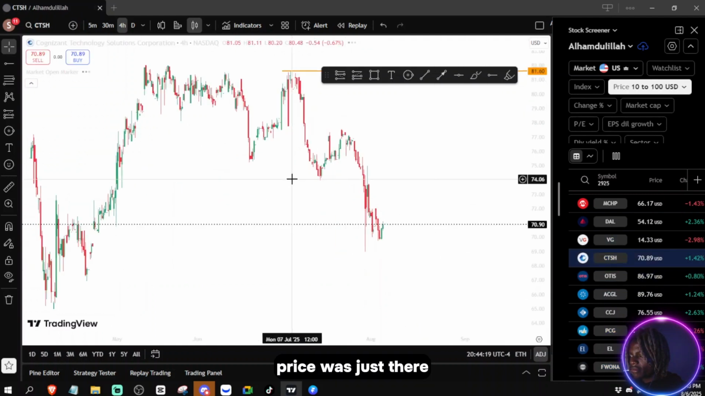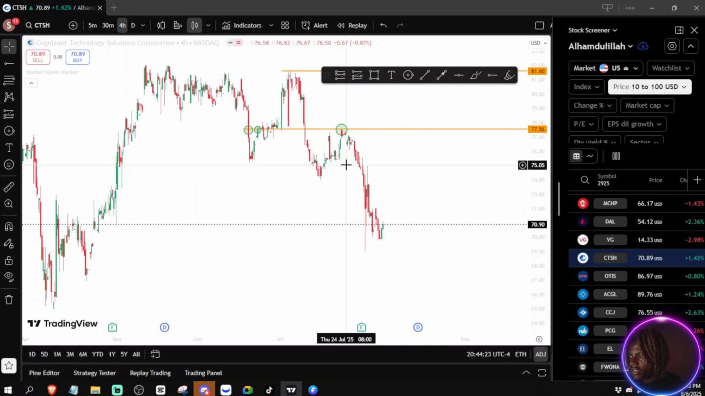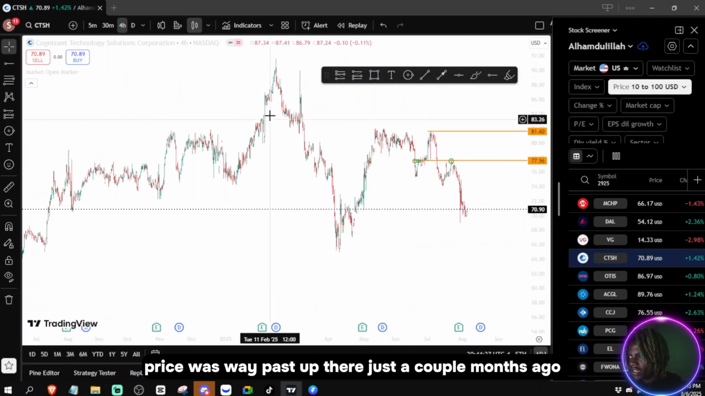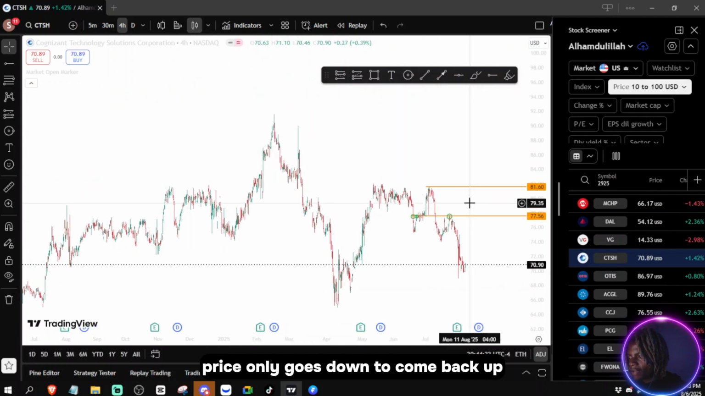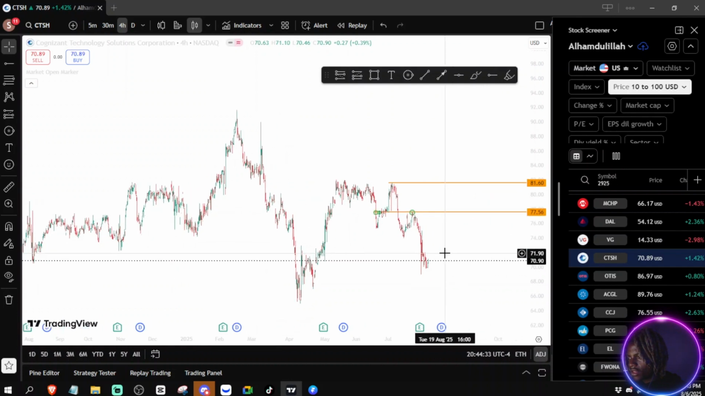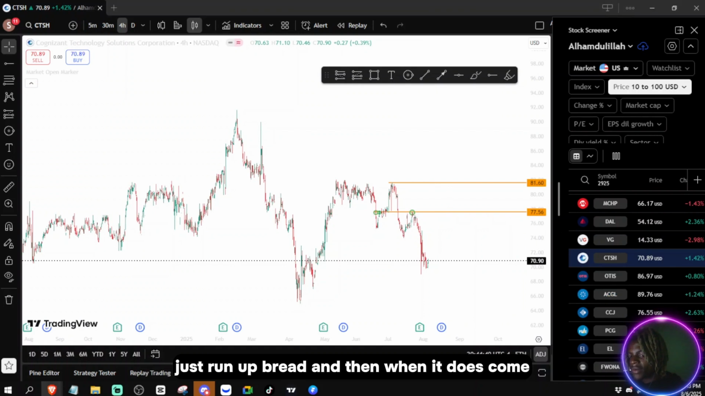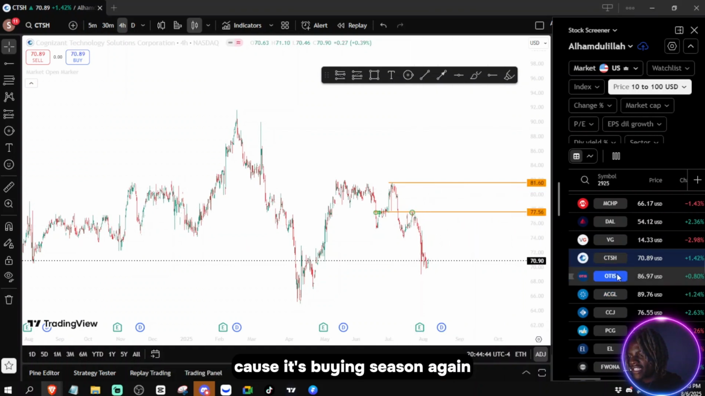Price was just there like last week, and price was way past up there just a couple months ago. Price only goes down to come back up. Price will definitely come back up here, and doesn't care if it takes weeks or whatever. Just run up bread, and then when it does come, you'll win the trade, inshallah. And then you can take it all the way up because it's buying season again.